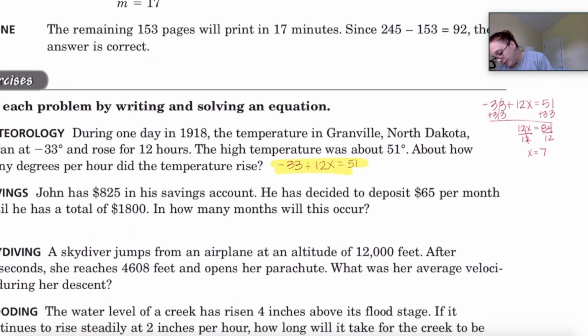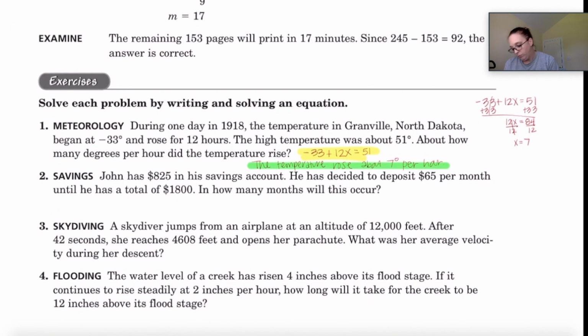So we could write a sentence, and I'm writing the temperature rose about 7 degrees per hour. Okay? Let's look at the next problem.